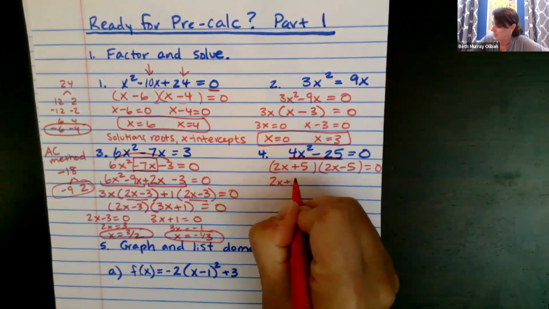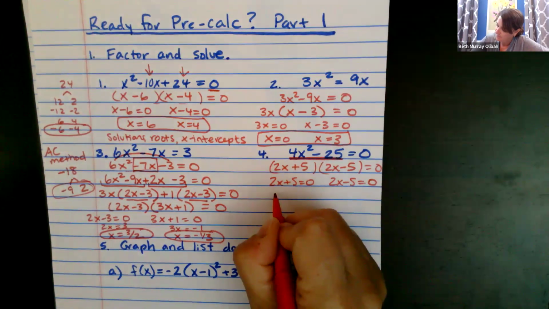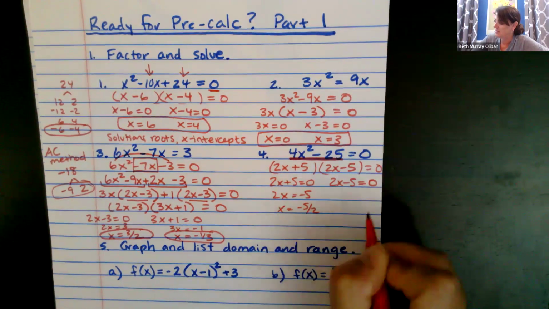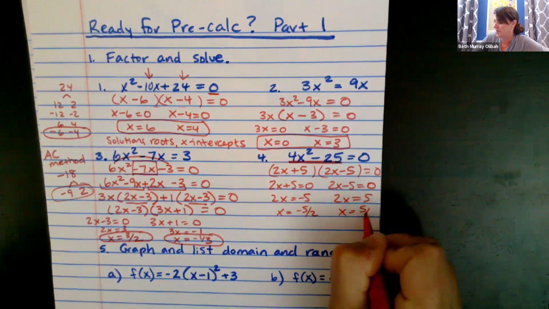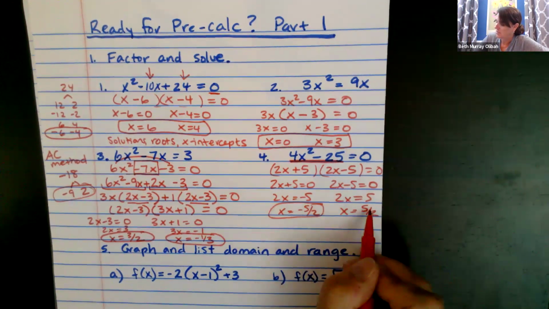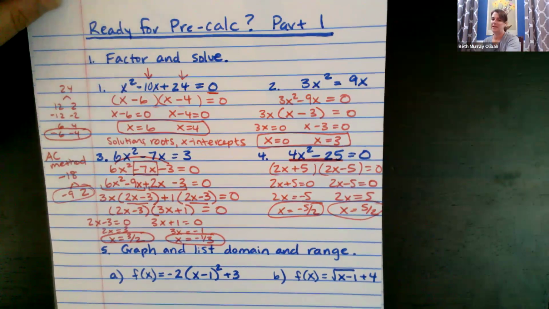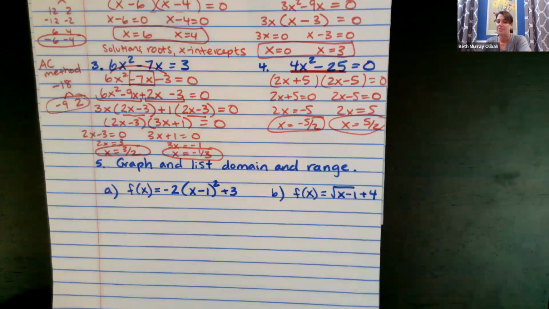Now I can set each one equal to 0 and solve. Subtract 5, divide by 2, I get a fraction. Add 5, divide by 2, I also get a fraction. So those are my 2 solutions, roots, x-intercepts. Okay, if you need more practice on factoring, like I said, I have those videos, so I would look at those. All right, graphing.